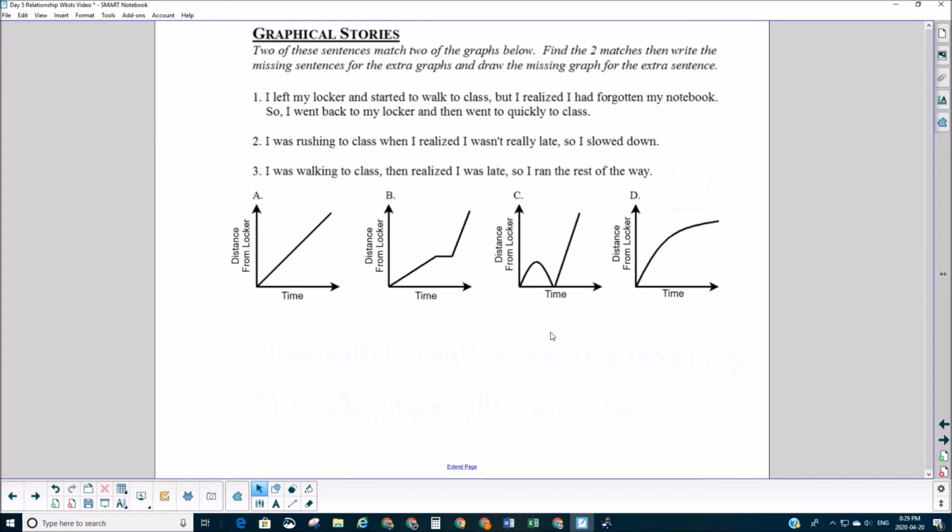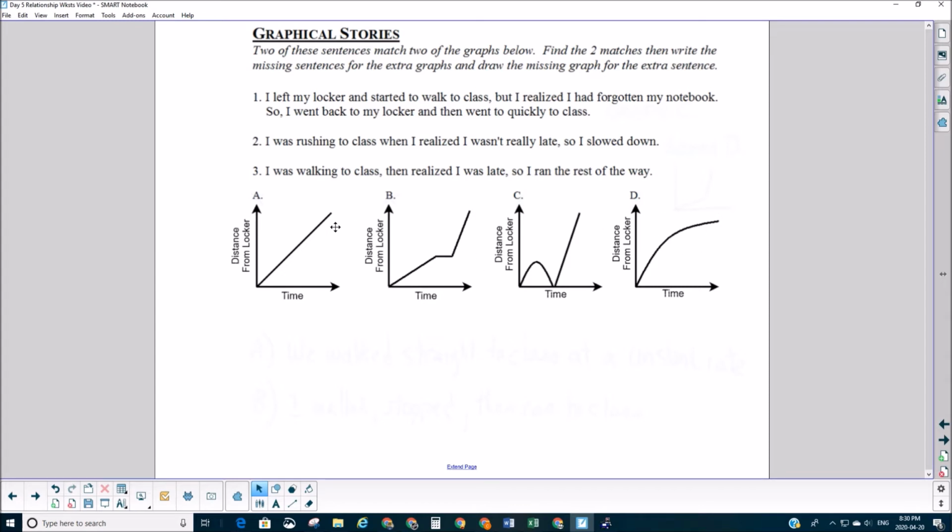For the 2 graphs that don't have a match, I want you to write a little sentence about those. So maybe you find A and C are the ones that match. So B will require a little sentence describing what it is. I'm not saying it's B. I don't know which ones it is.